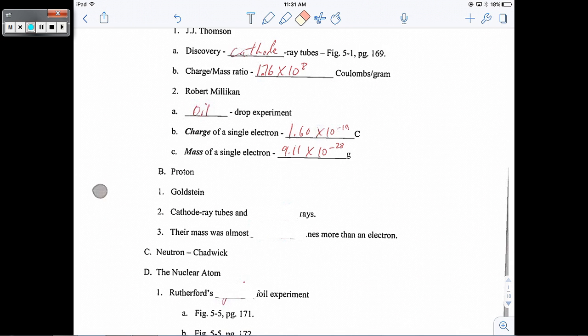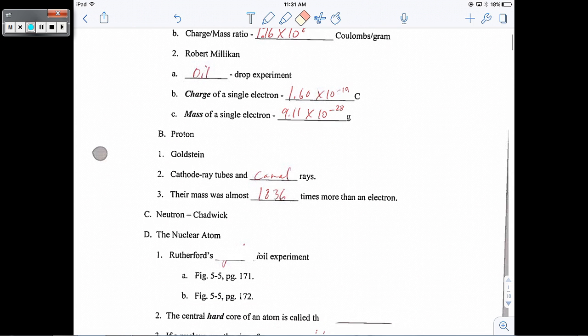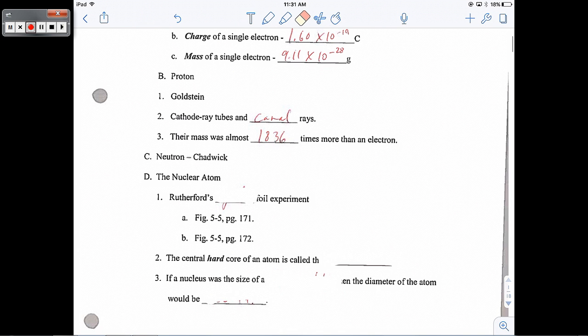A little while later, Goldstein came along and discovered the proton, using cathode ray tubes and something called canal rays, but their mass was almost 2,000 times, specifically 1,836 times, more than an electron. Most of the time when we talk about masses of atoms, we don't really talk about the mass changing when they ionize. It's because it's such a small factor relative to the mass of the protons and neutrons.